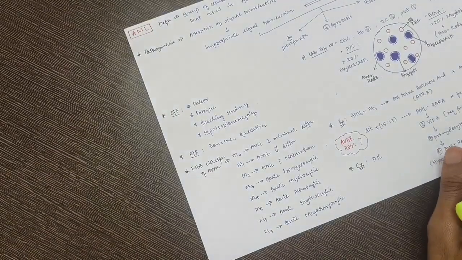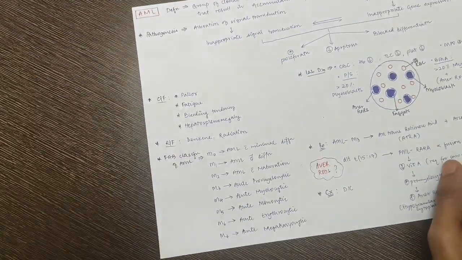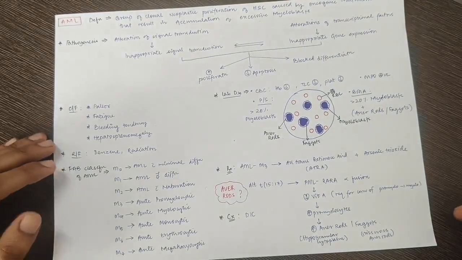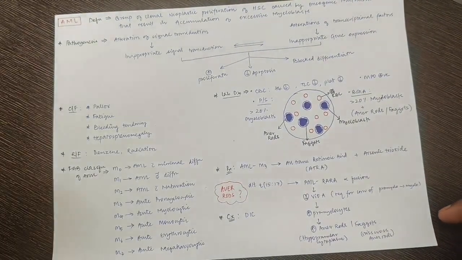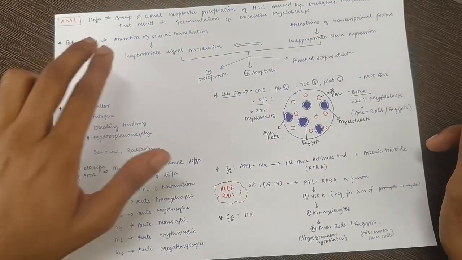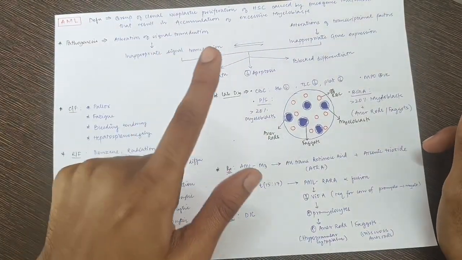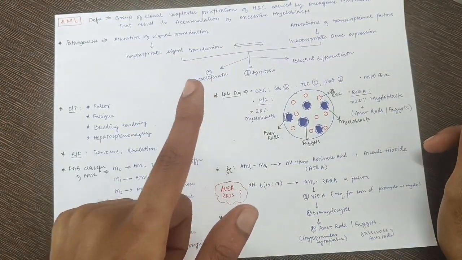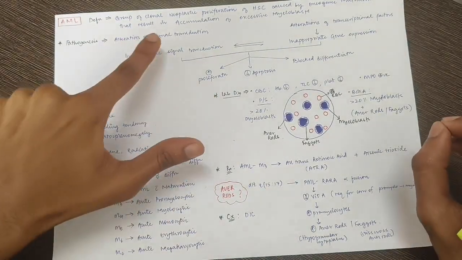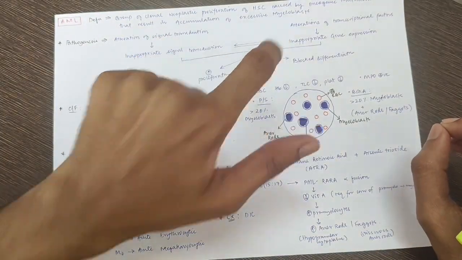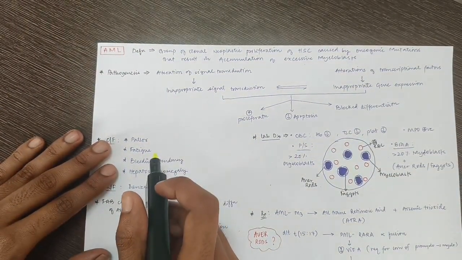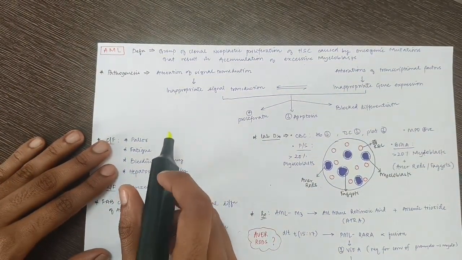Next, the last part we are going to deal with is AML. So in AML, what is the definition? A group of clonal neoplastic proliferation of hematopoietic stem cells caused by oncogenic mutations that result in accumulation of excessive myeloblasts. So there is excessive myeloblast formation because of some oncogenic mutations.